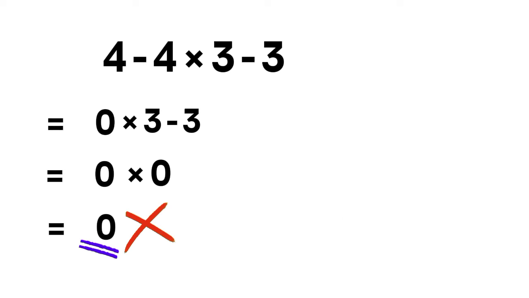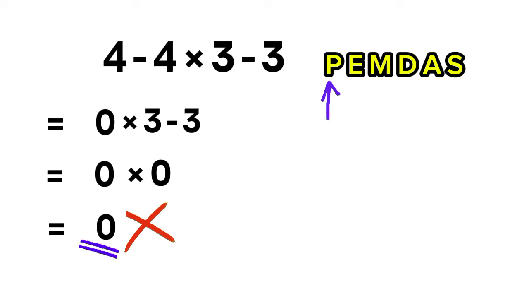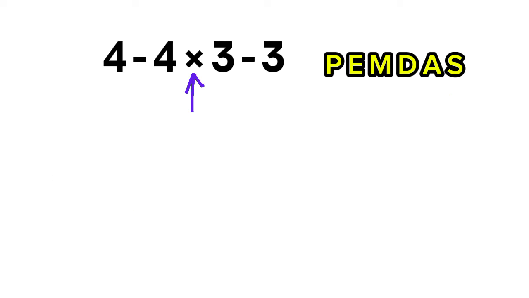Why? Because according to the order of operations, multiplication has a higher priority than subtraction. So we must start with the multiplication. 4 times 3 equals 12. Now the expression becomes 4 minus 12 minus 3.